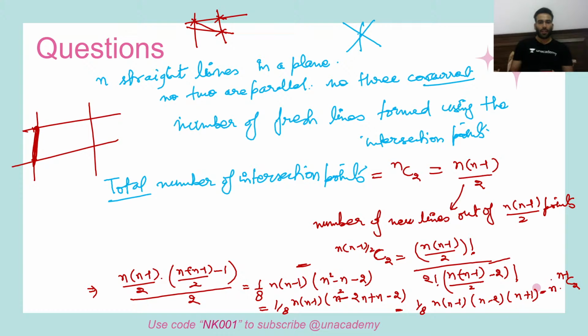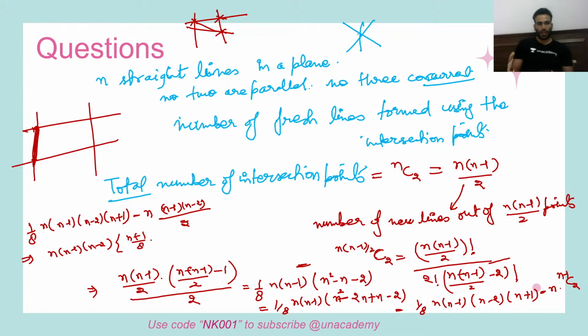So let's reduce this. When we reduce this, we'll get our answer. So we'll have 1 by 8 (n minus 1)(n plus 1) minus n. So this will be (n minus 1) into (n minus 2) upon 2. Correct. So I can take n minus 1, n minus 2 as common. So I'm left with n plus 1 by 8 minus n by 2. So I can write it as 4n by 8, right?